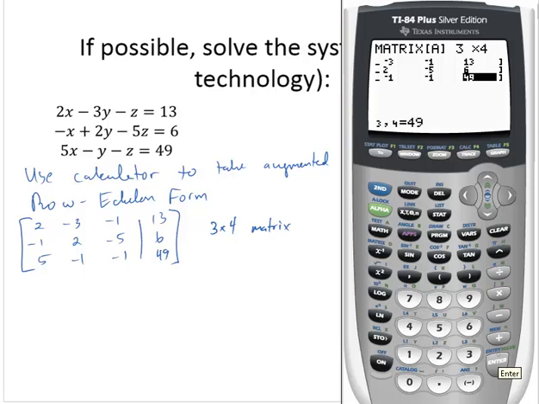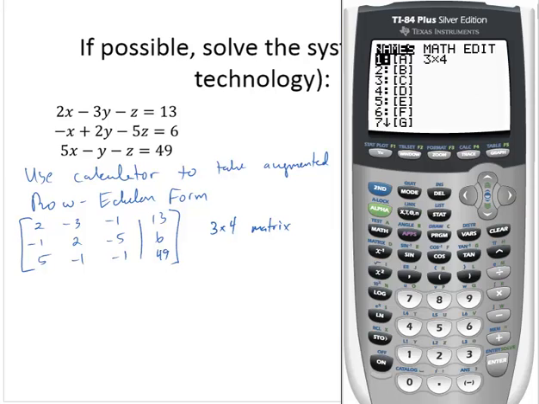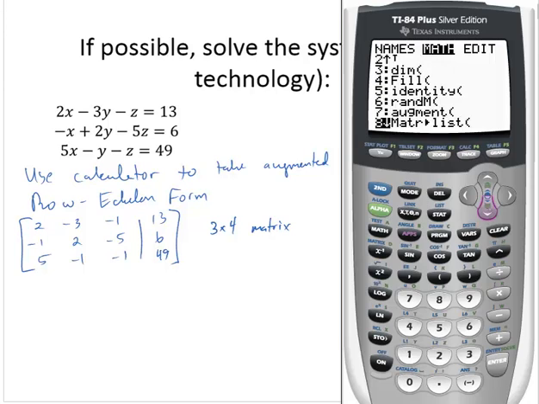Now let's go back to my home screen. So I'll just hit second and mode to quit back to the home screen. Go back to your matrix menu. Go to the math submenu by moving right. There we have a whole bunch of different functions we can use here. I'm going to scroll down until I find the one that says REF. That stands for row echelon form.